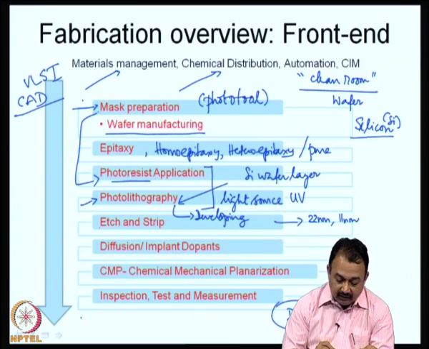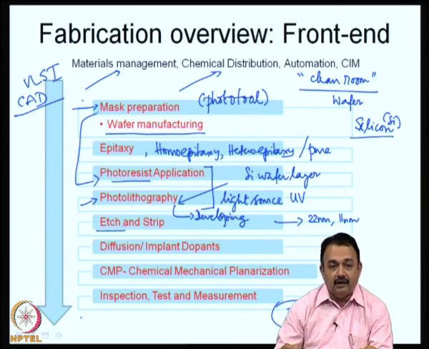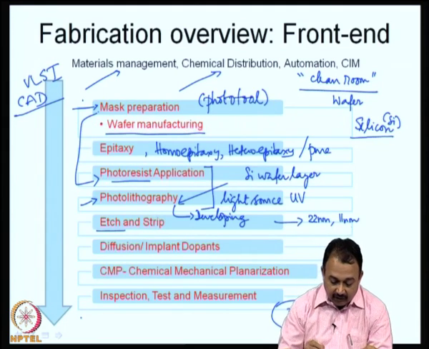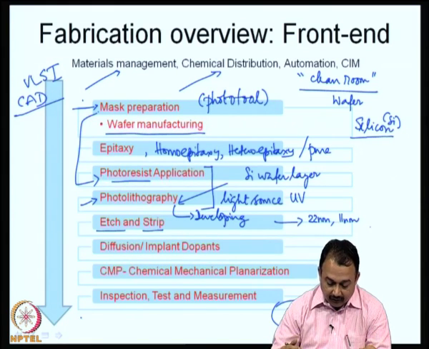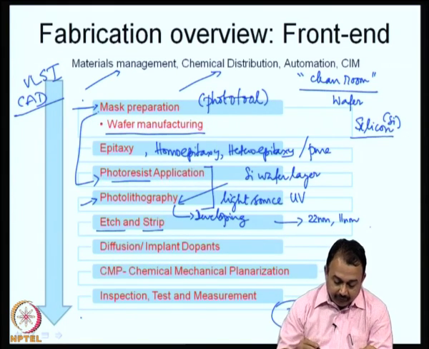Now, once the image has been formed, you are now going to remove the unwanted material by etching and then strip off the photoresist which has protected your conductor areas or transistor areas and so on. Now, the next step is going to be diffusion.